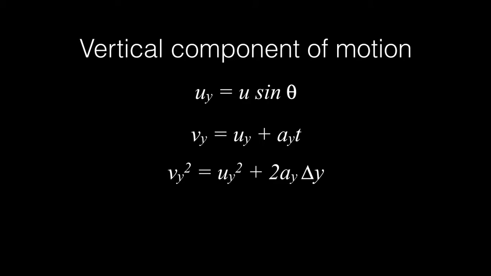Then we have this one, which also comes from our straight line motion, but once again using only the vertical components. And the delta y there, in the other one it was displacement. And once again, same thing, just with the vertical components put in there.